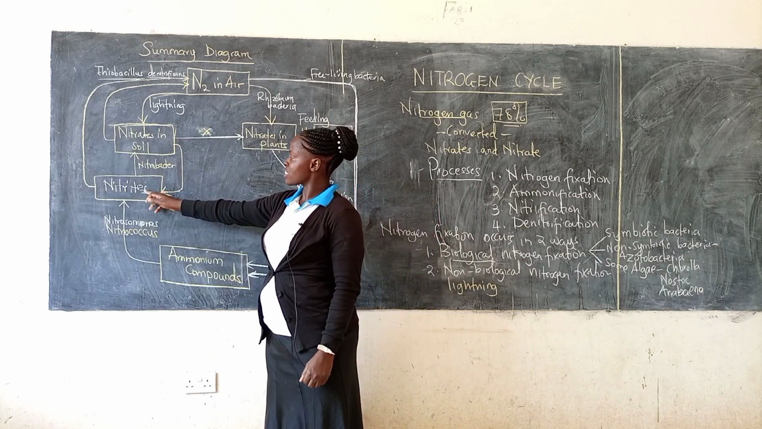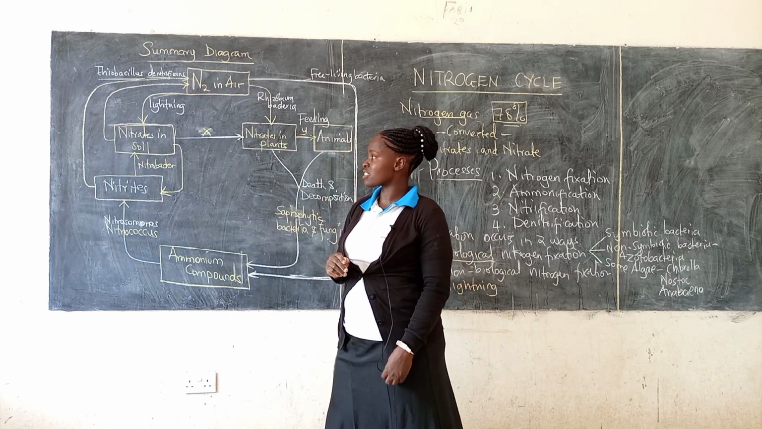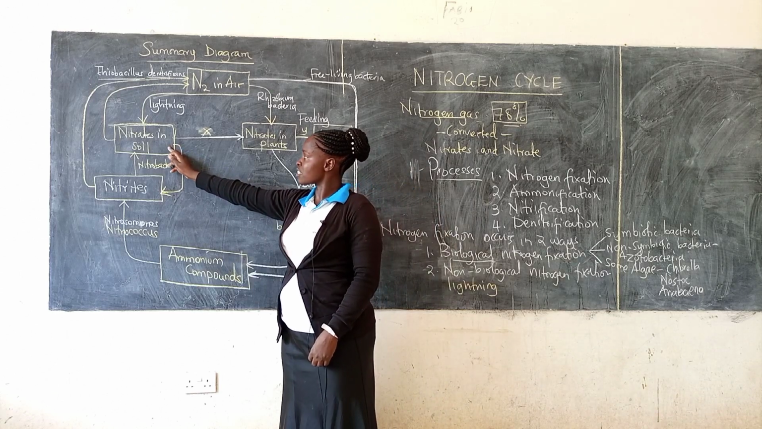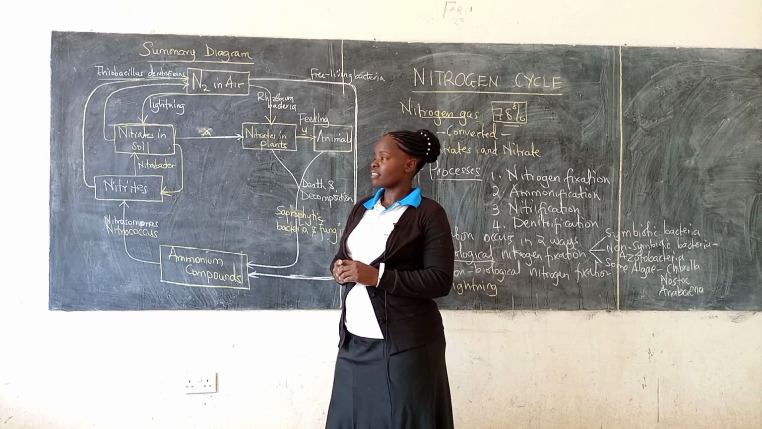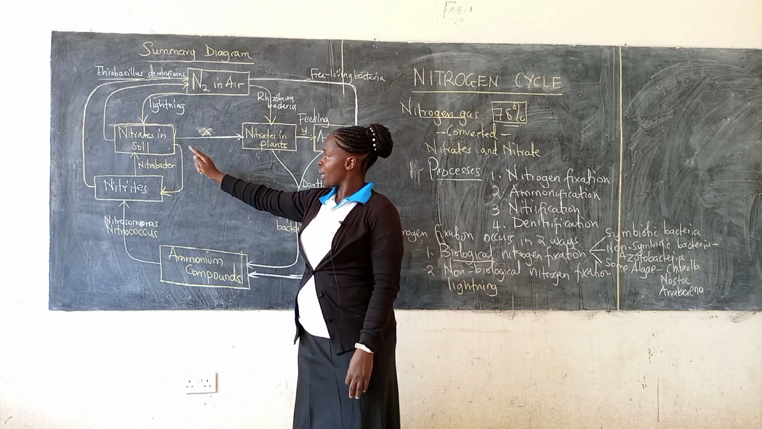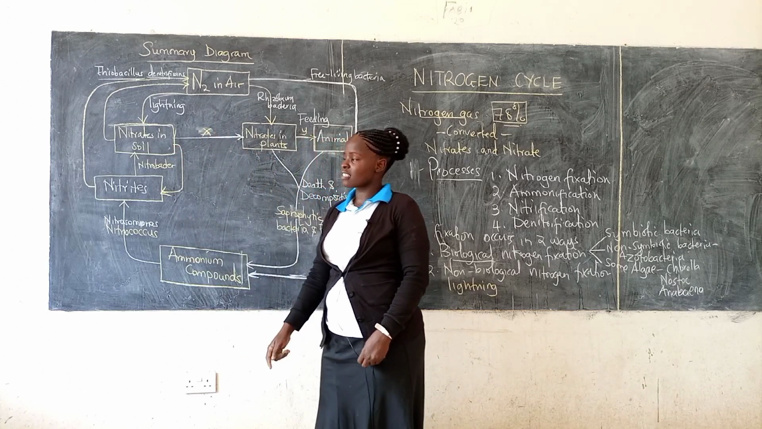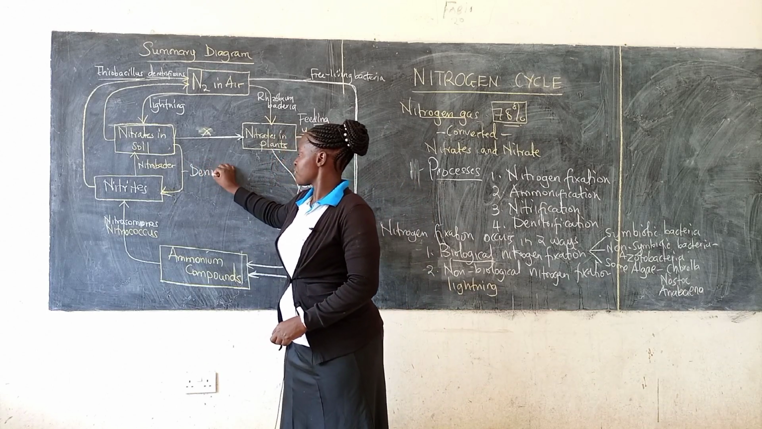So when the nitrites are converted back to molecular nitrogen, that is one process of denitrification. Also, nitrates can be converted back into molecular nitrogen gas. That is another process of denitrification. Another way is when nitrates are converted back to nitrites. That process also is called denitrification.